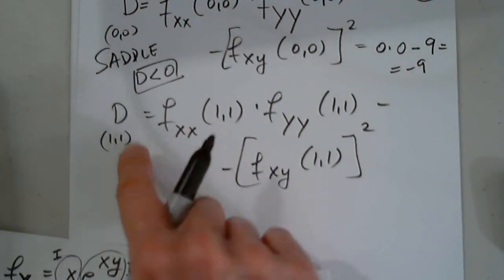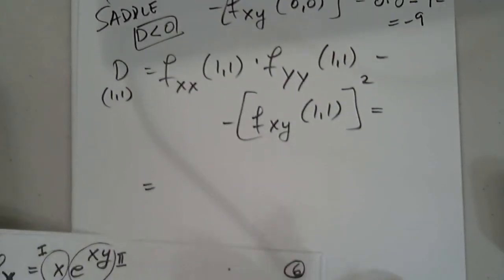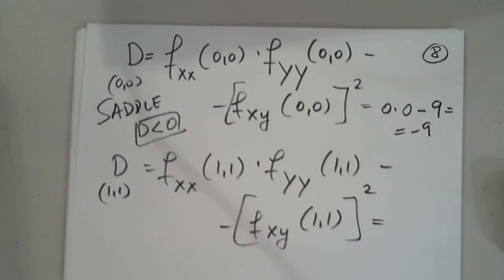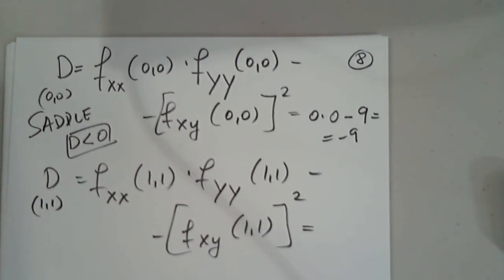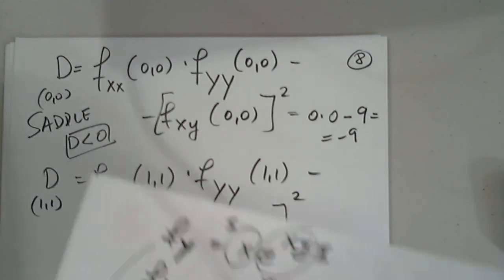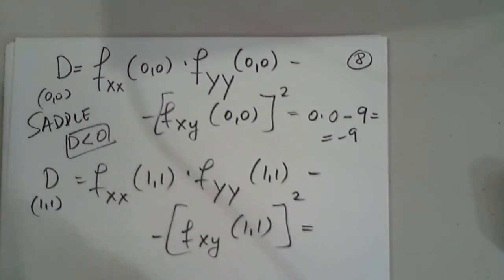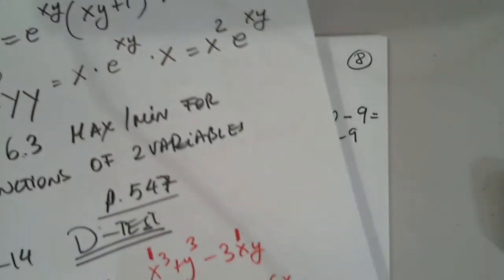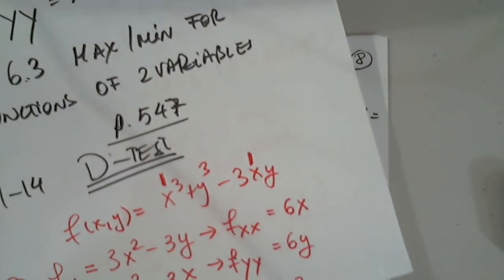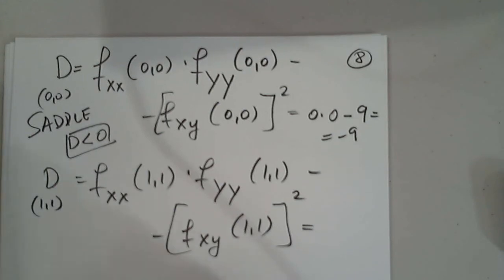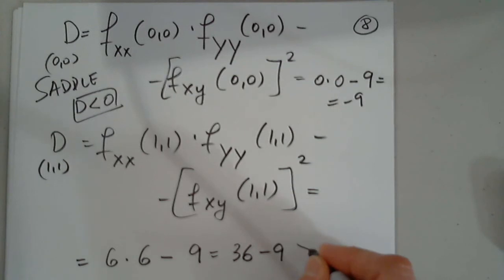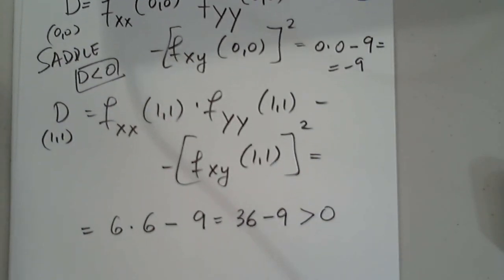Good. So now we evaluate when x is 1, y is 1. So fx... Slide your paper over. The other way. Yeah, thank you. So now fxx with 1, 1, this will be 6 times fyy with 1, 1, this will be 6 minus fxy is the same, always negative 3, and negative 3 squared will be 9. 6 times 6, 36, minus 9. All we care about is that this is a positive number.